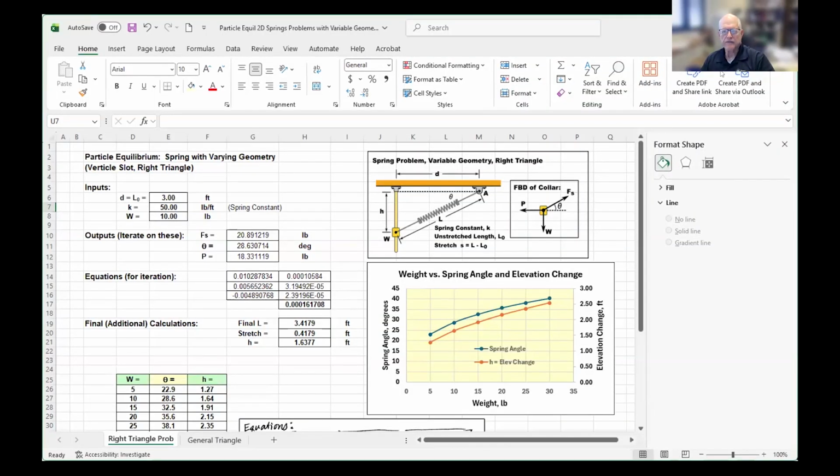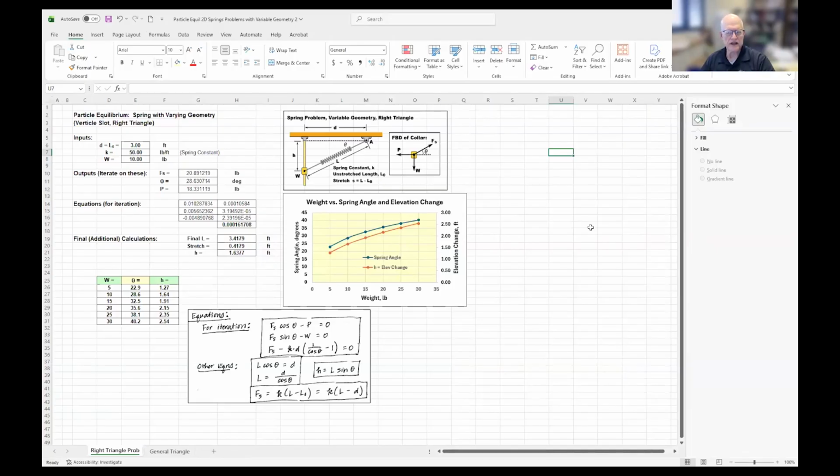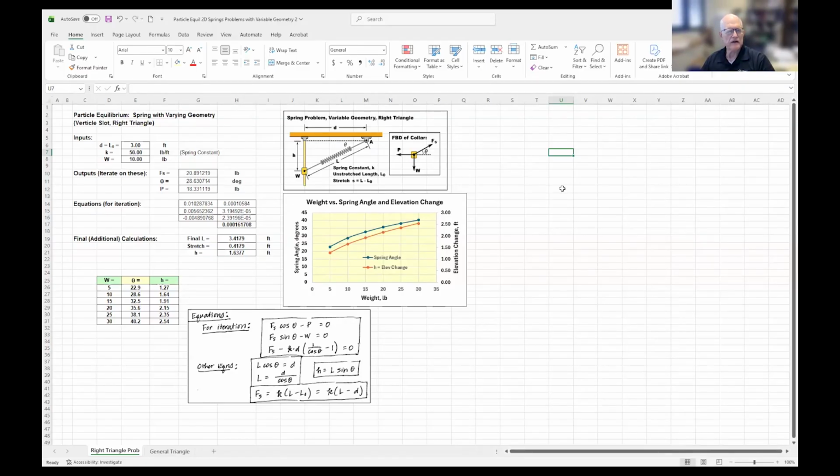In this video, I am demonstrating to you an Excel project that calculates a particle equilibrium spring problem. This particular problem is a right triangle geometry spring problem in a vertical plane.